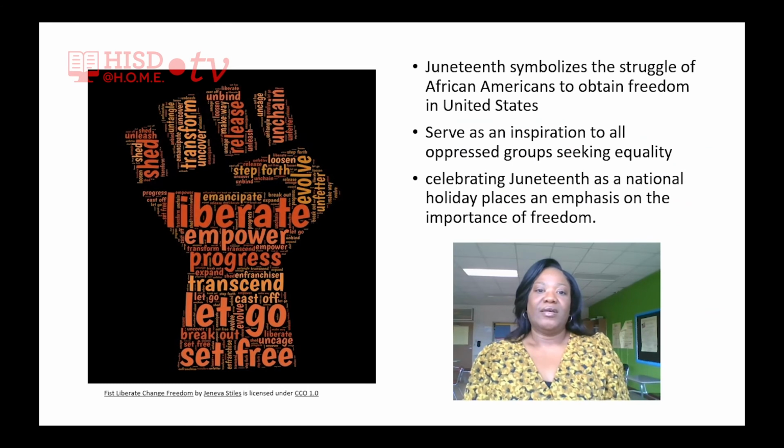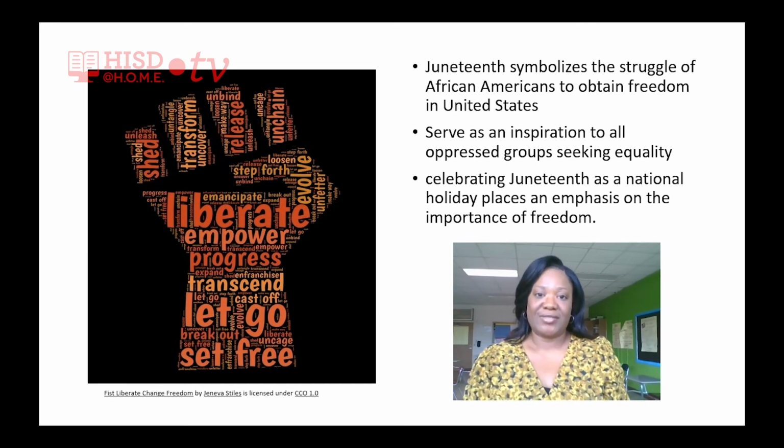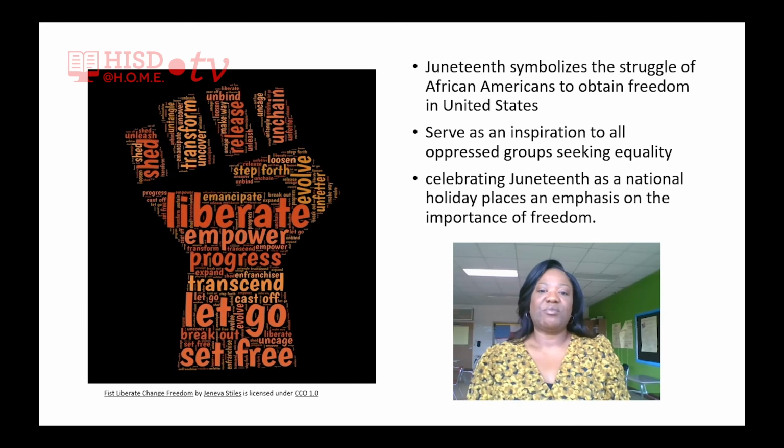So this visual shows that Juneteenth symbolizes the struggle of African Americans to obtain freedom in the United States, serves as an inspiration to all oppressed groups seeking equality, and celebrating Juneteenth as a national holiday places an emphasis on the importance of freedom.